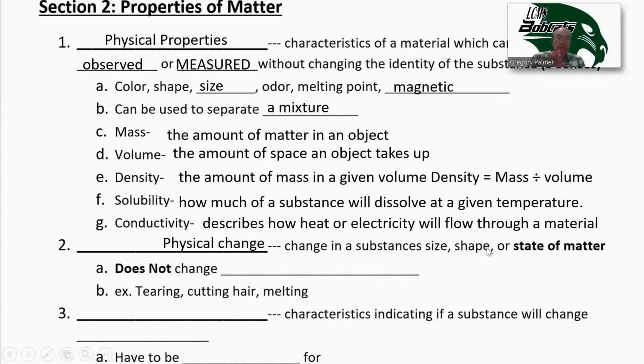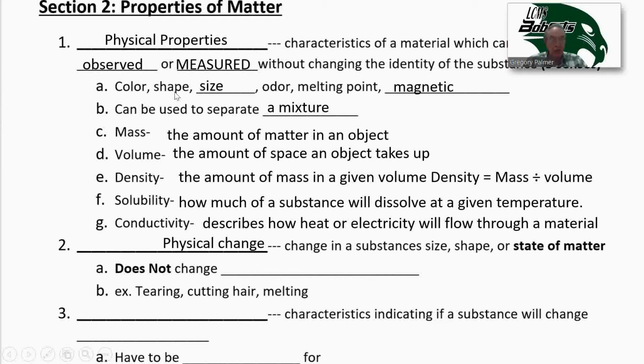Now, we have physical properties and we have chemical properties. We also have physical changes and chemical changes. Changes are something that happens. It's an actual action. Okay? Properties describe things. So the things up here, it describes the color, it describes the shape, it describes the size, it describes whether or not it's magnetic. A change is when it actually happens.